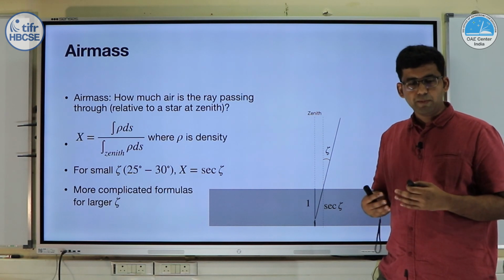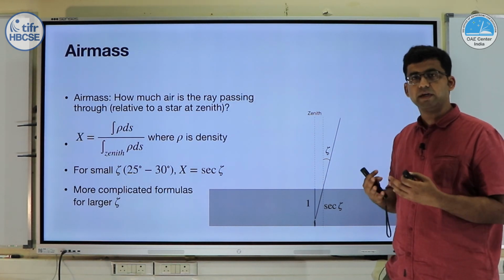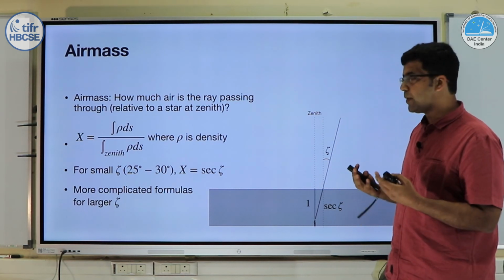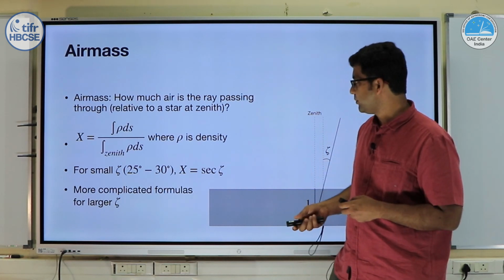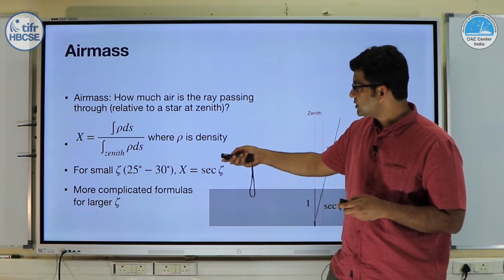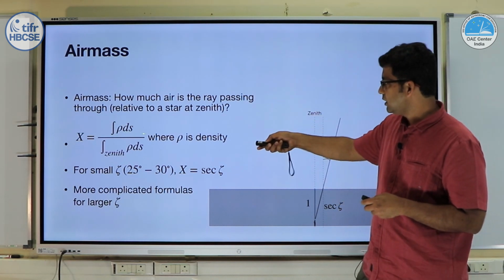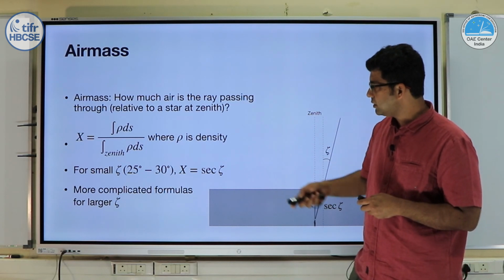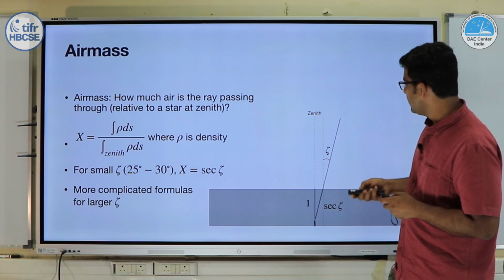Simply put, air mass means how much air the ray is passing through relative to the zenith. So when a ray comes straight through, it is the minimum amount of air that it can pass through, and that we call air mass 1. So air mass is the integral of the density of air across the path of the ray divided by the integral of the density of air if you are looking through the zenith.